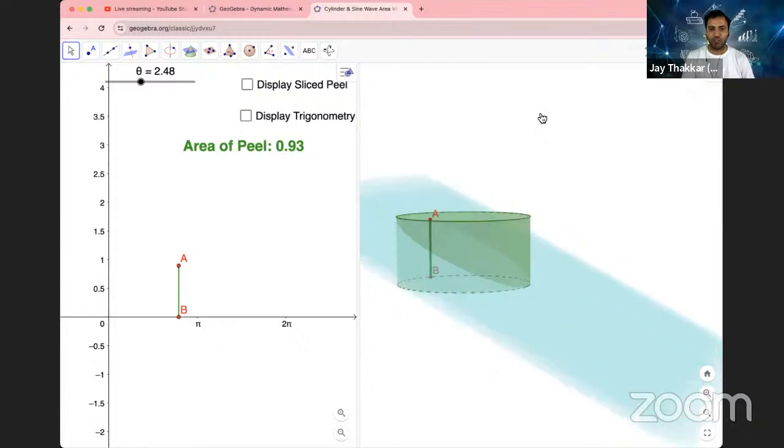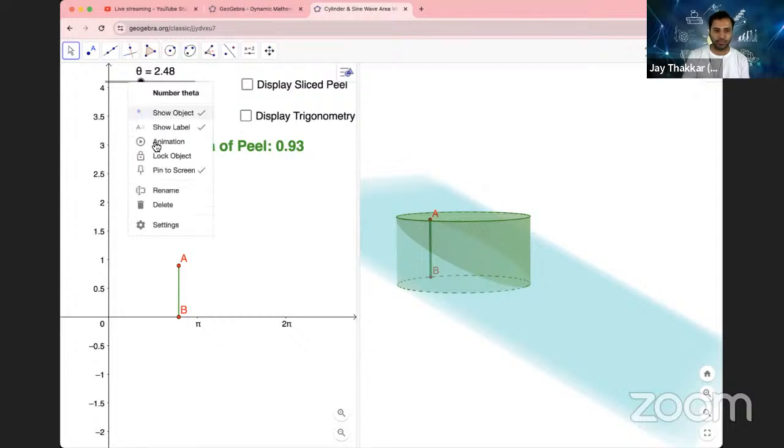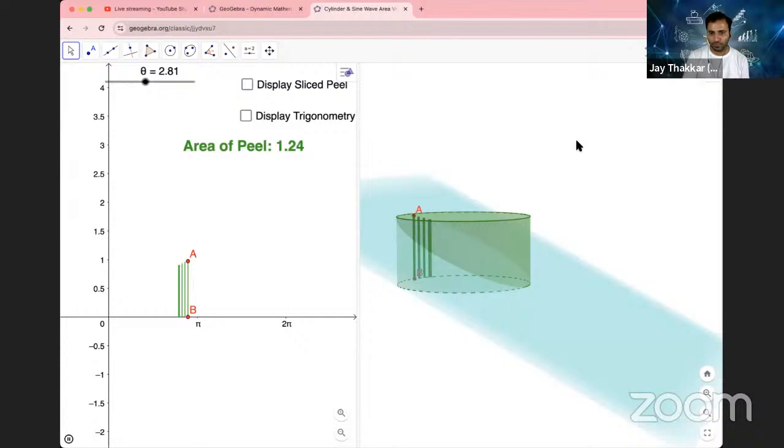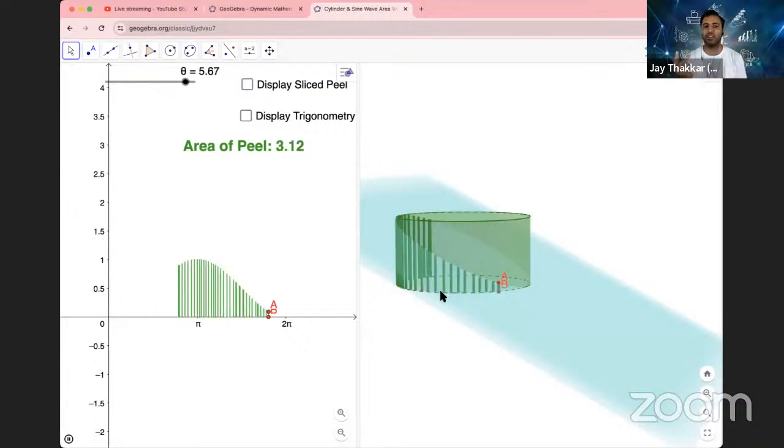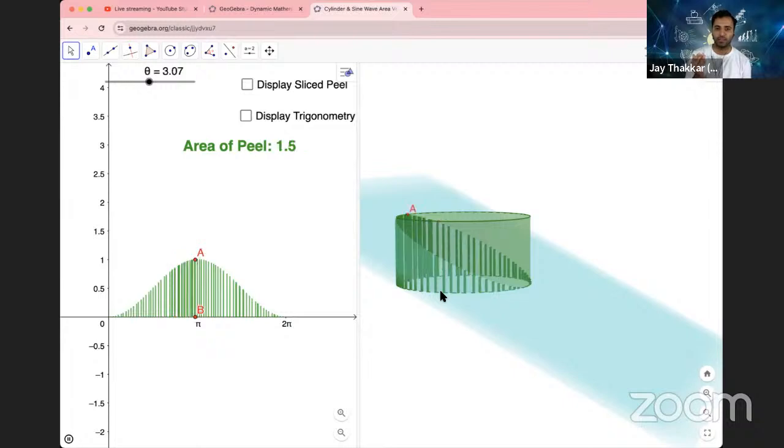So now what I'll do is I will have one of these lines moving onto that particular peel, and its projection I am showing in 2D here on the side. Let me play this. So AB is the line segment which is on this particular peel, and I have made the projection for that in 2D on the left-hand side screen.